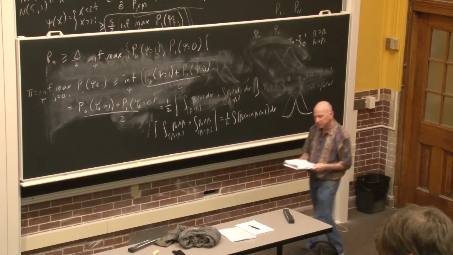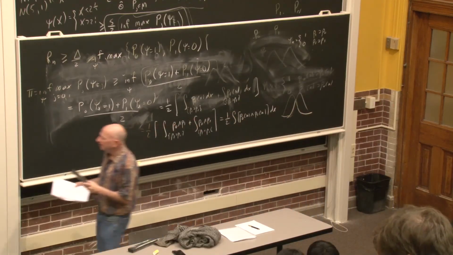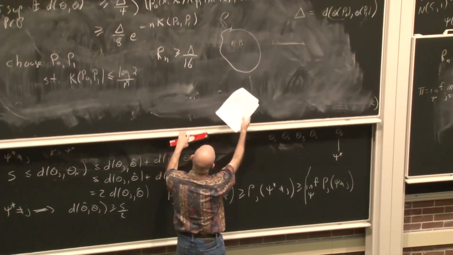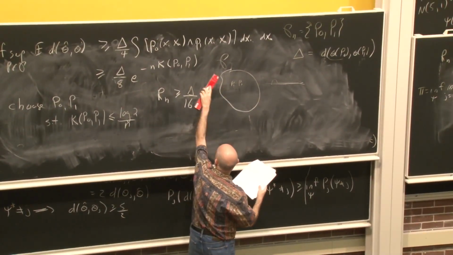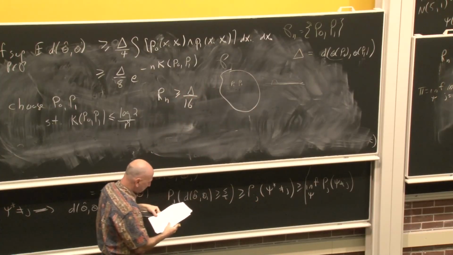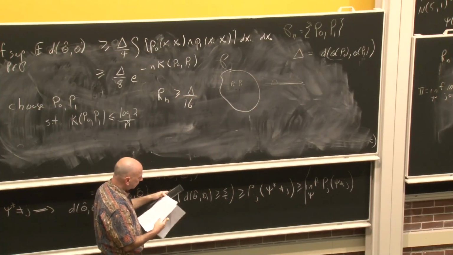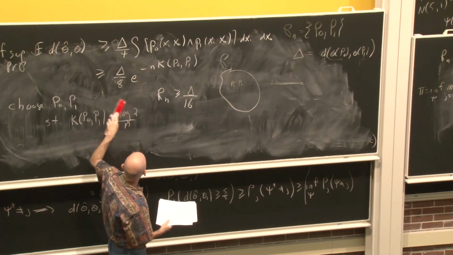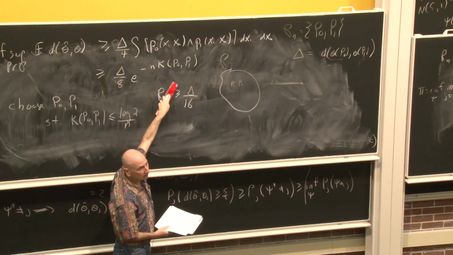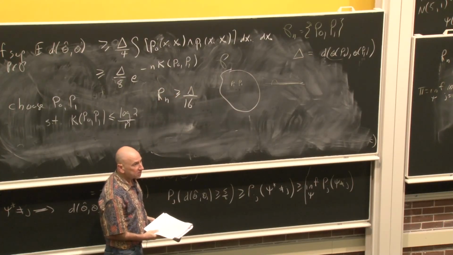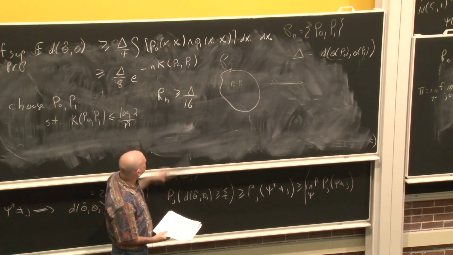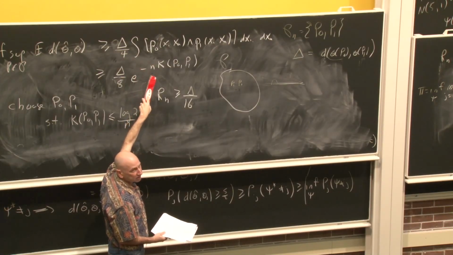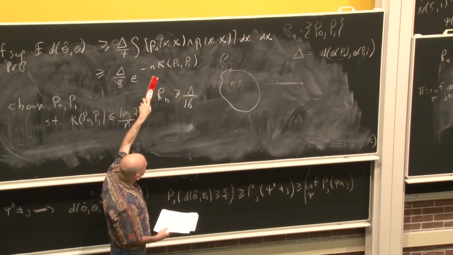However, most people use this lemma in the second form that I stated here. How did I get from here to here? I'm claiming that this affinity, as it's called, is bigger than or equal to e to the minus n times the Kullback-Leibler distance. That's a further weakening. We want the bound to be as big as possible, but this is something we're more familiar with and is often easier to compute. And this is just algebra.